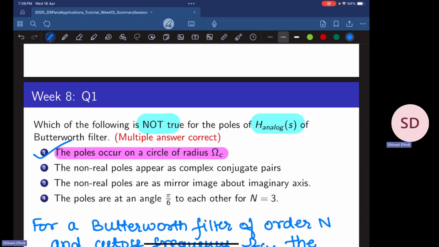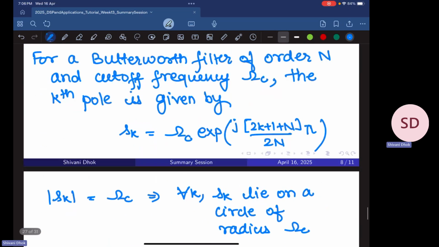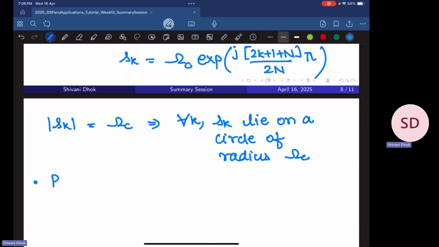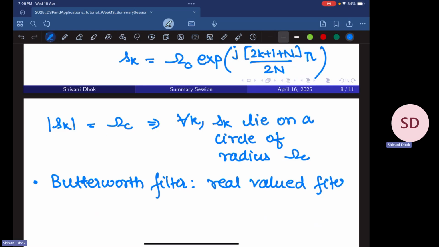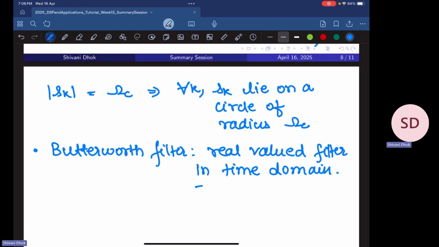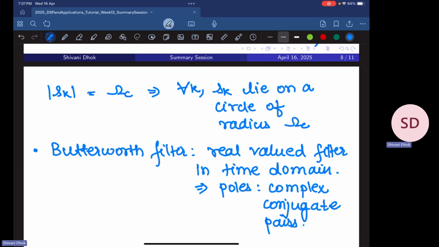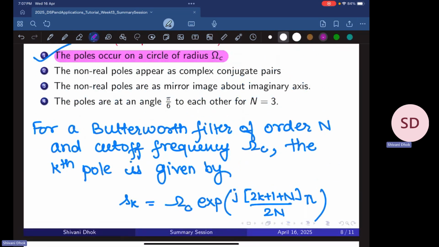The second option says that the non-real poles appear as complex conjugate pairs. This Butterworth filter is a real valued filter in the time domain, and for a real valued filter, the poles are always in complex conjugate pairs. So the second option is also correct.